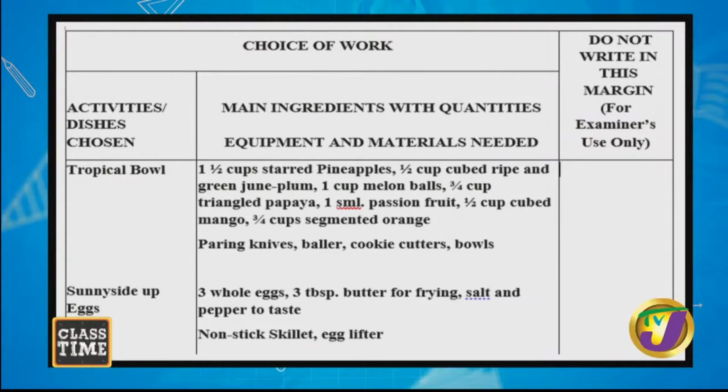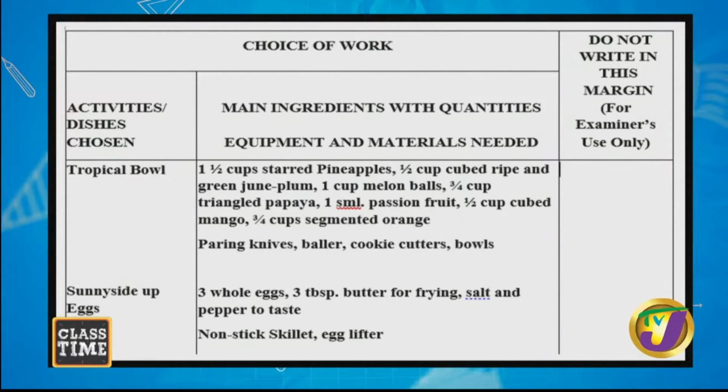All right? So our tropical bowl, and we are a tropical island, so fruits are just a whole heap to us. So we have pineapples, we have June plum, melon, papaya, passion fruit, mango, and oranges. Now, you'll realize that there are measurements before them, and not only measurements, there are descriptions before them, adjectives, some verbs. Some would say cubed, segmented. My students wanted triangled papaya. They said that they will cut it in there.